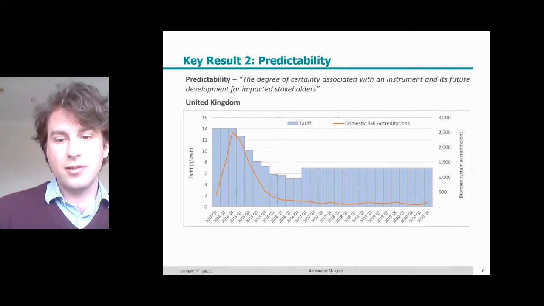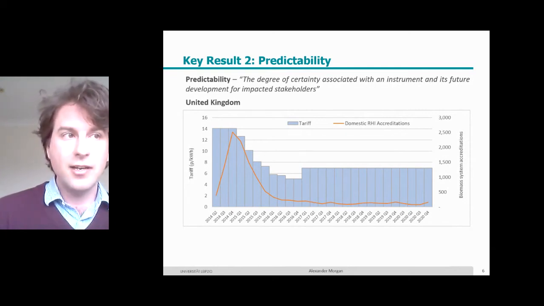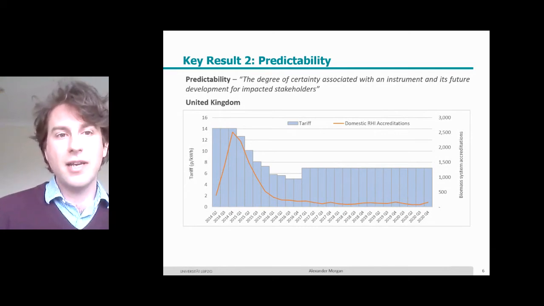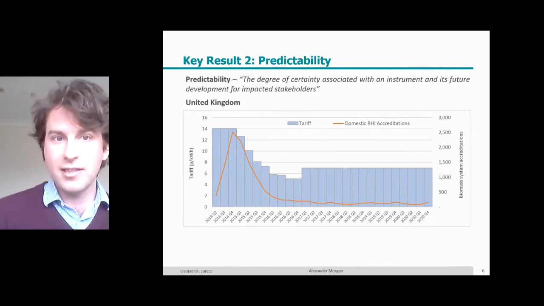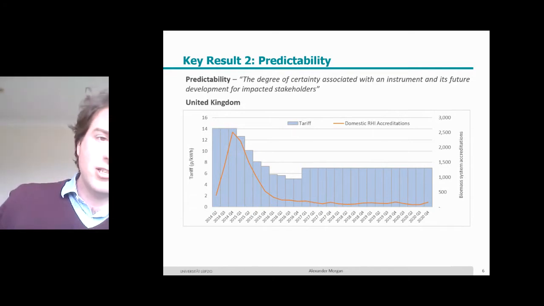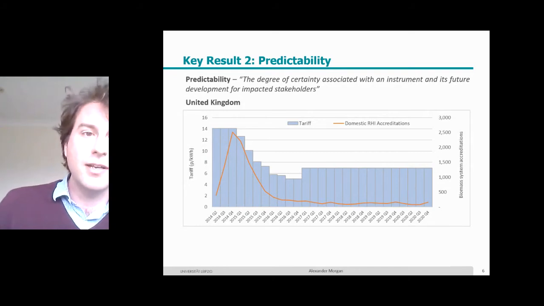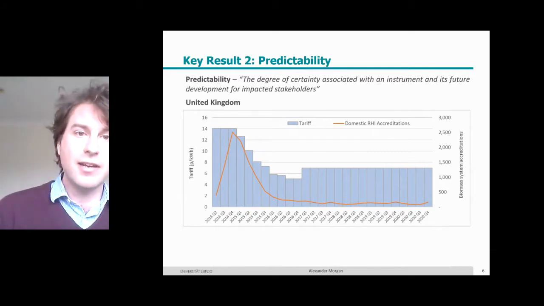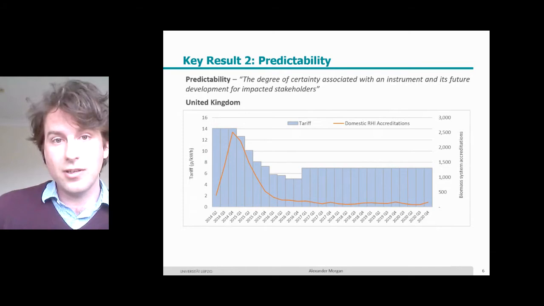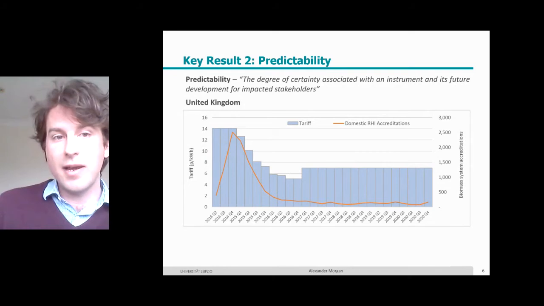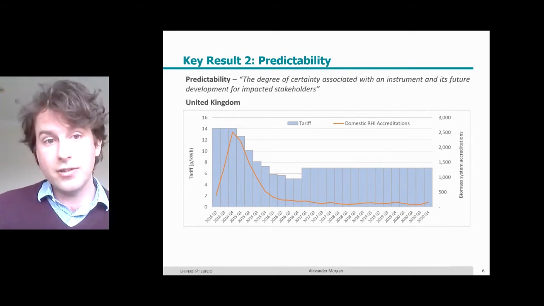But built into the design of the domestic RHI were automatic digressions, or reductions, in the tariff rate payable if the uptake for a certain technology was higher than preset levels. And this occurred for biomass boilers under the domestic RHI. From 2015, you can see there were sharp drops in the tariff rates payable for biomass boilers. And this consequently led to a decrease in the number of applicants for the domestic RHI for biomass boilers. And obviously the decrease in the tariff rate payable significantly reduced the competitiveness of biomass boilers.